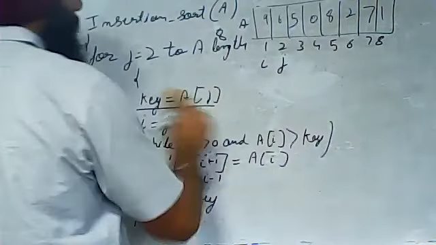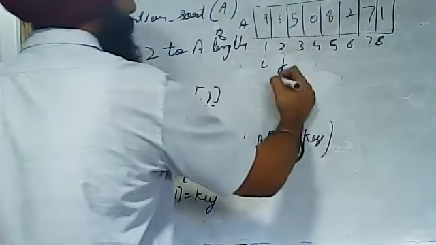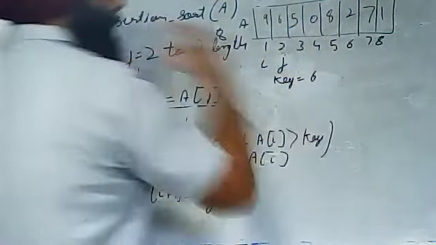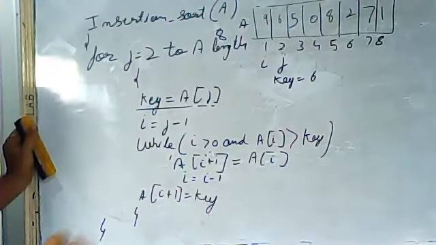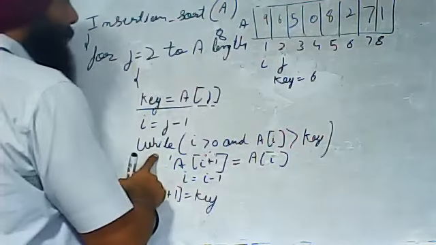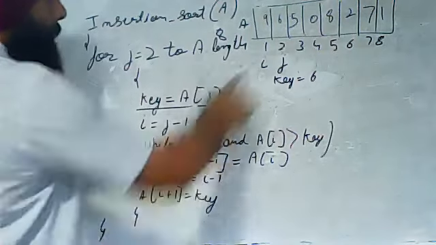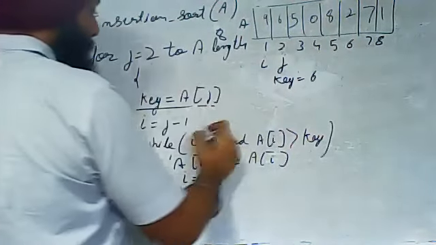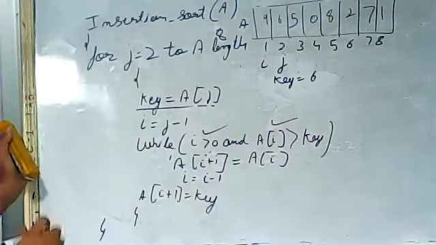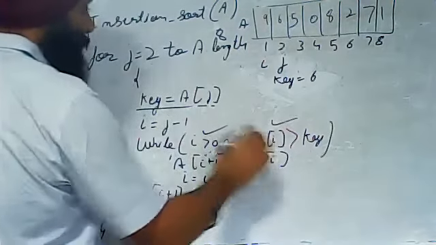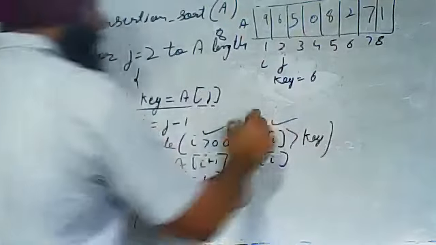Now what is the value of key? A of j. A of j is 6. So this is the key element. Let's say key equals to 6. And now what is the next step? This loop will get executed. Is the value of I 0? No, it is greater than 0. So this is okay. Both these conditions have to be true to enter this loop. If any one of them is false, the control will not enter this loop.